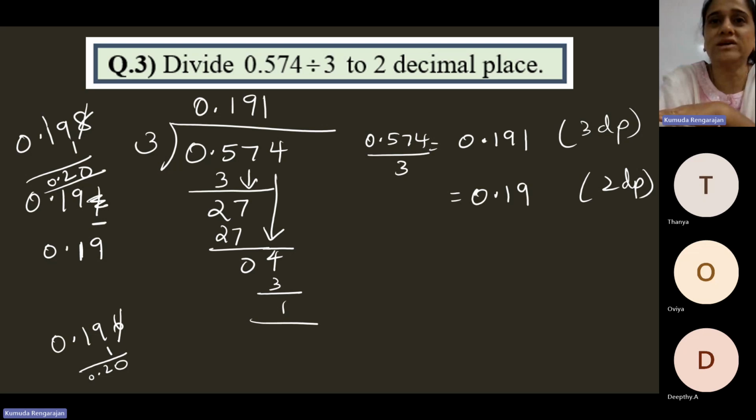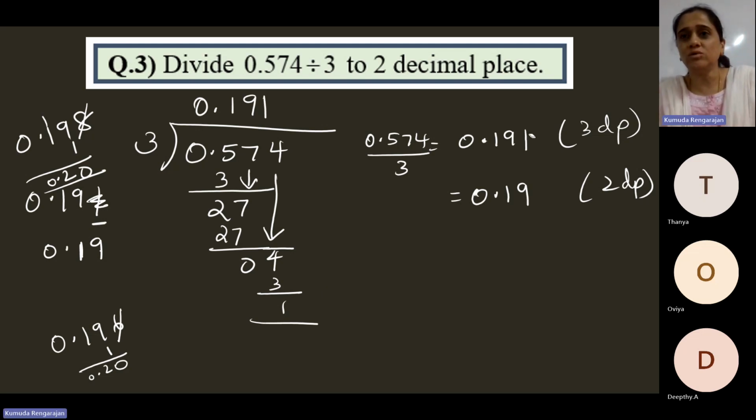You should do the actual division. 0.574 divided by 3. The answer should have only 2 decimal places. Two decimal places means the answer should have only 2 decimal places. So you do the regular division. What's the answer? You're getting 0.191. So that answer 0.191 has how many decimal places? 3 decimal places. No, the answer should have only 2 decimal places.